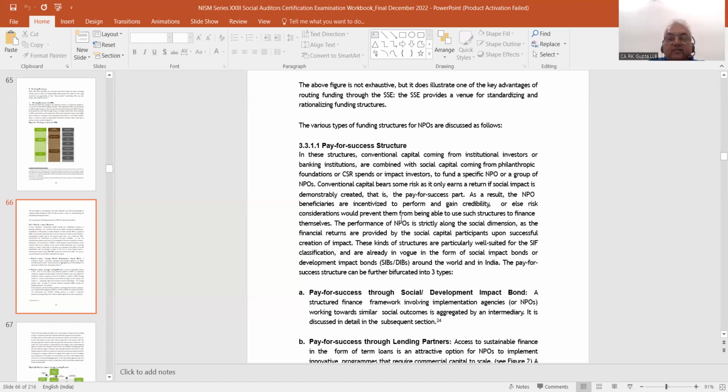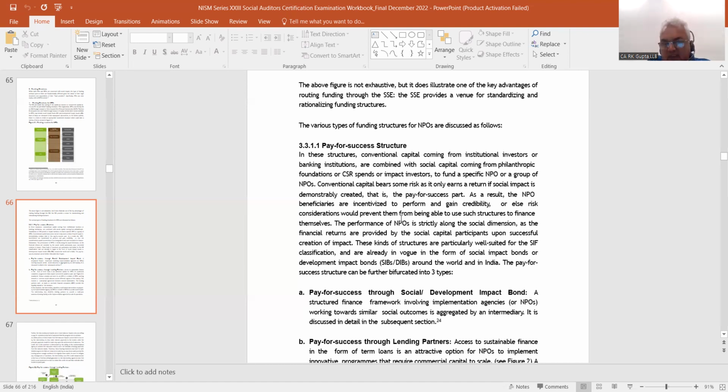The pay for success structure can be further bifurcated into 3 types. So pay for success through lending partners. It is something similar to the bank loans, which are being availed as of now by the various NPOs. But now these lending partners will give you funds if you can demonstrate your success also. If you can say that, okay, we are creating the social impact. Till then, the funds may be parked either with some intermediary or in some escrow account.